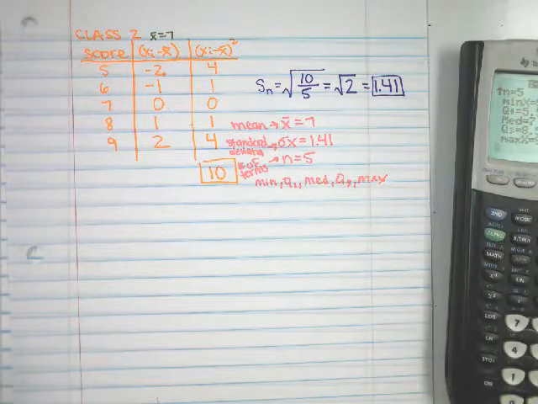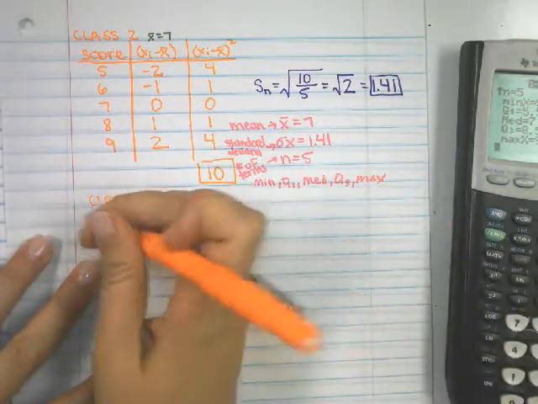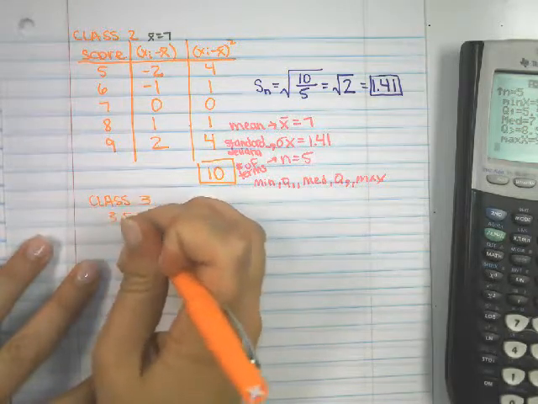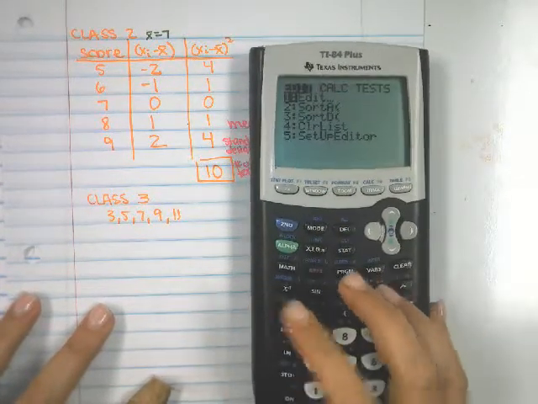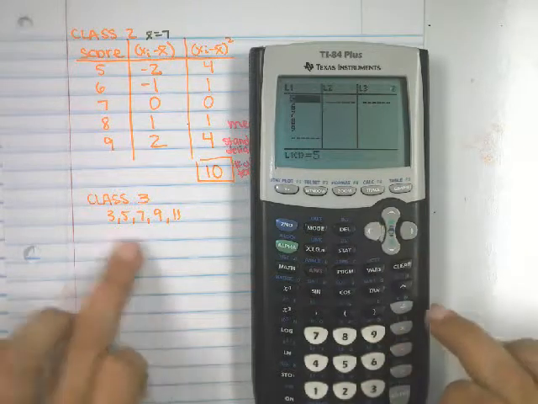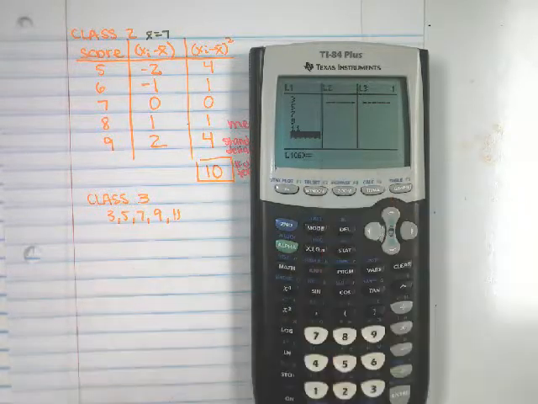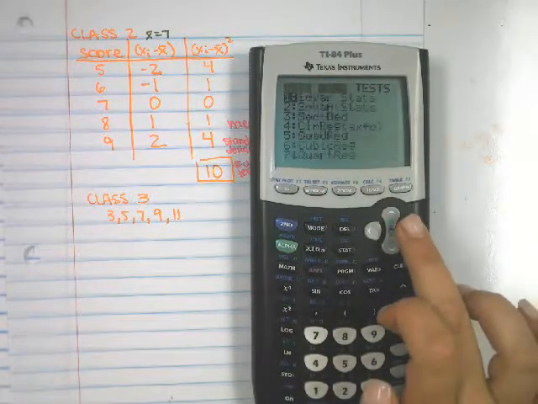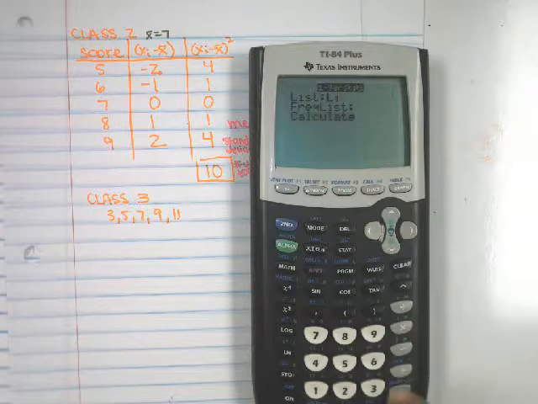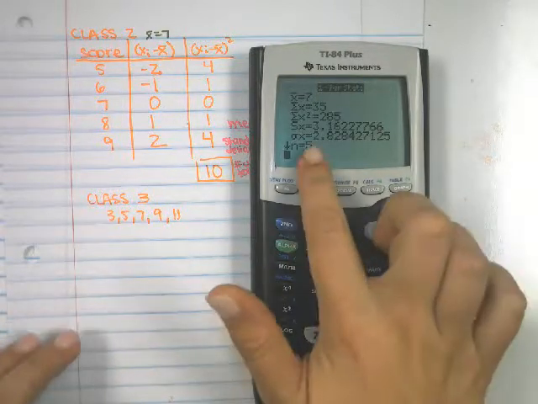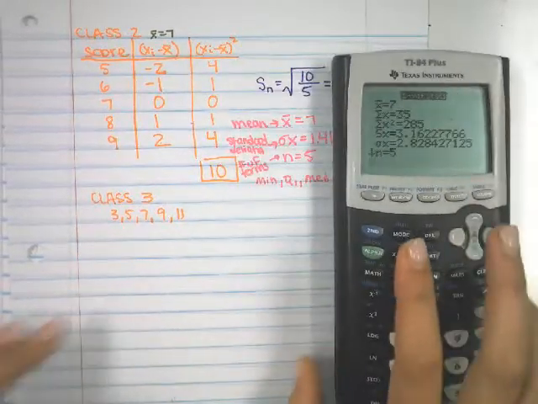So for class 3, let's go through and change it. Class 3's data values were 3, 5, 7, 9, and 11. So I'm going to go back to stat, edit, and change my data values to 3, 5, 7, 9, and 11. No frequency list because they all occur one time. Stat, calculate, enter. We have a list 1, no frequency list for this question, and we want to calculate. My mean is still 7, and this number right here is my standard deviation.